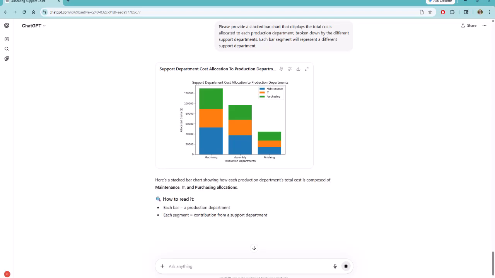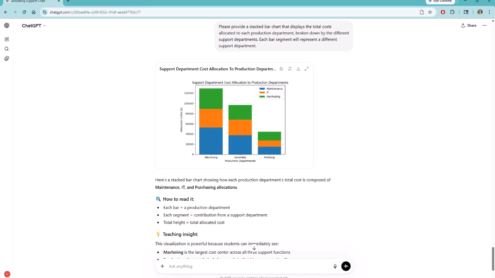Okay, so here we see we've got 3 support departments, maintenance, IT, and purchasing, and how these costs are allocated to each of our production departments. If we wanted to, I'm sure we could add amounts to each one of these blocks so that we were more precise or better able to display the cost information. But all in all, it's a really helpful chart.